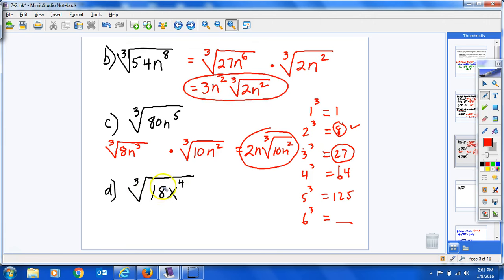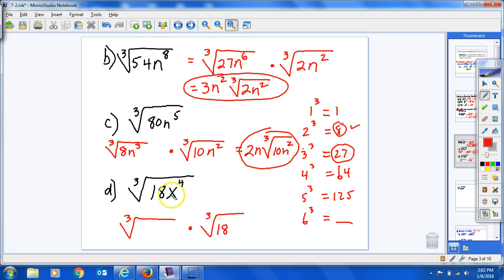Letter D, 18, not a perfect cube number. And also notice that I don't have a perfect cube number that divides into 18. Interesting. So when I set up my two radical factors, I'm going to have to put 18 over here with the group that is not perfect. There is no perfect cube root, and there's no perfect cube factor.